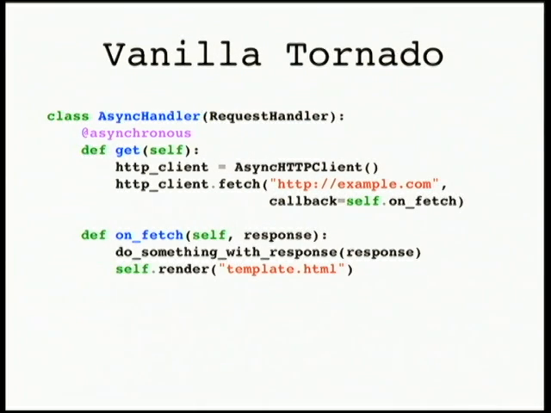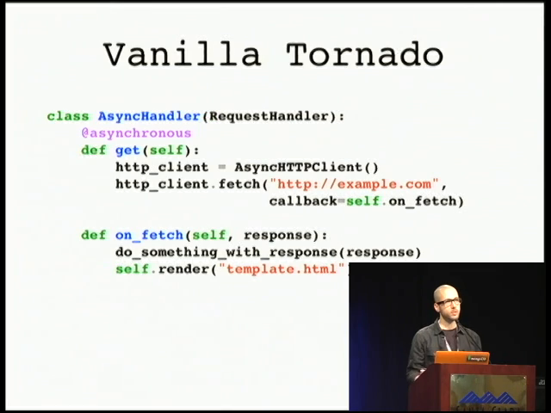So, some background. This is a classic Tornado asynchronous request handler. It receives an HTTP GET, and it fetches an external resource. And it registers a callback to be executed when the response is available. So that's down there at the bottom. This looks simple, but this is the beginning of callback hell.